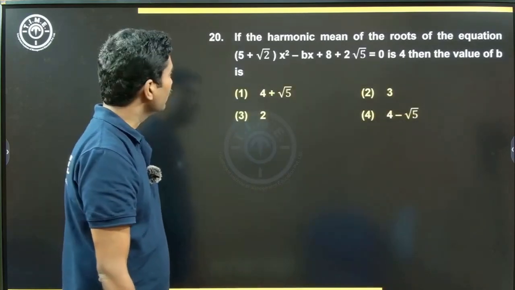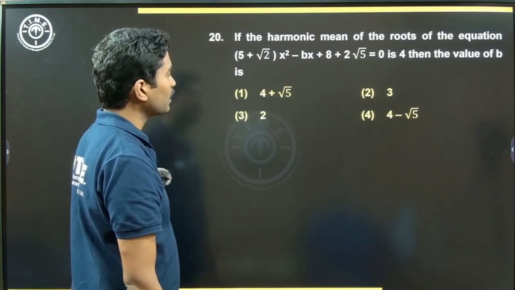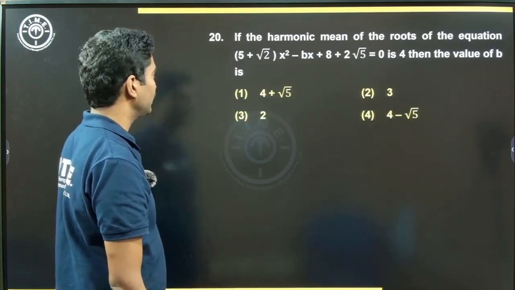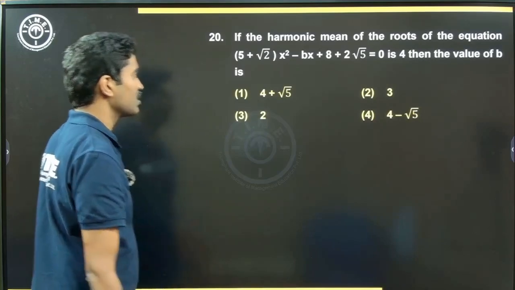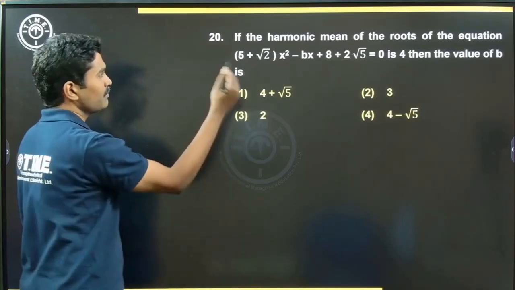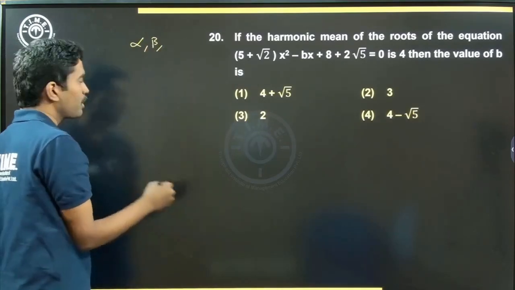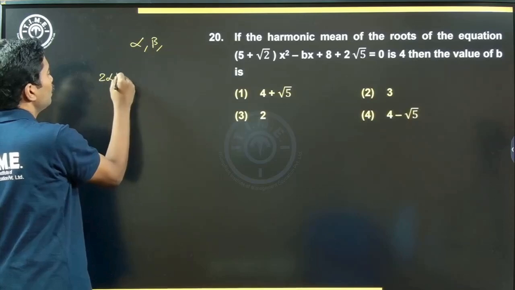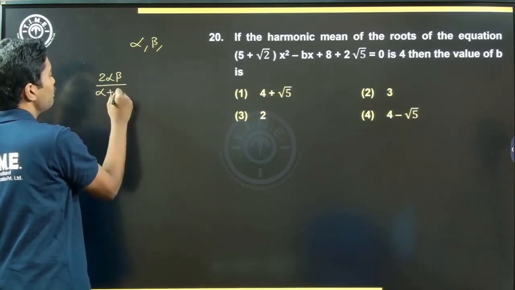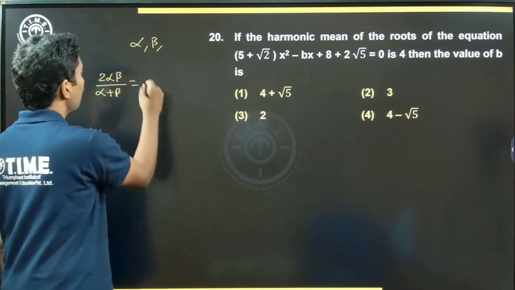Next question. If the harmonic mean of the roots of this equation is 4, then the value of b is. First of all, what is the harmonic mean of two numbers? Here we have roots, right? Let the roots of the equation be alpha, beta. What is the harmonic mean of alpha, beta? 2 alpha beta by alpha plus beta. This is equal to 4.